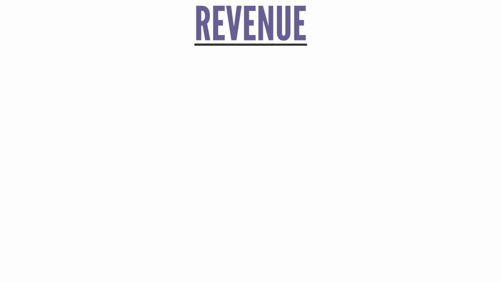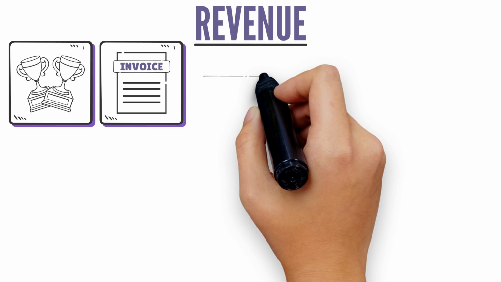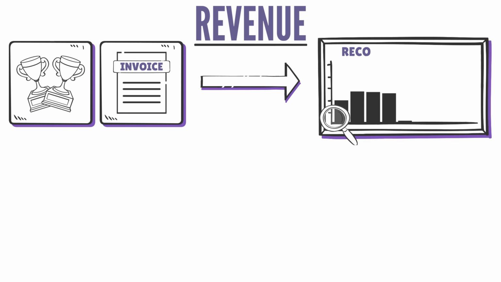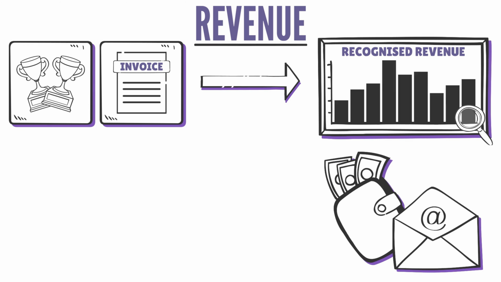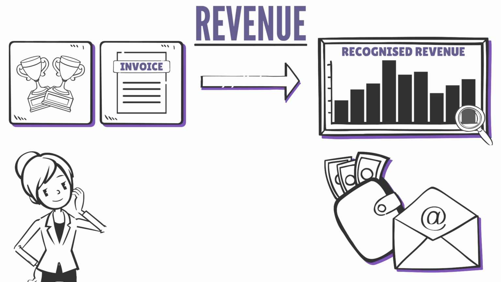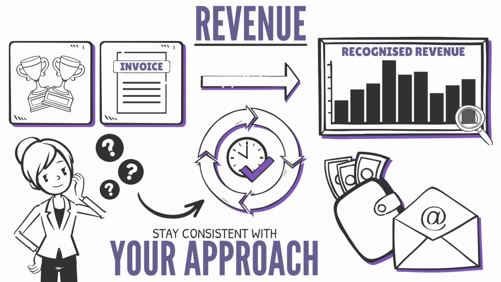At the top, you'll see revenue, but this isn't just business won or invoices sent. What you'll see here is recognized revenue, which is income that's both earned and invoiceable. It's up to you to decide when to recognize revenue, but the key is to stay consistent with your approach.